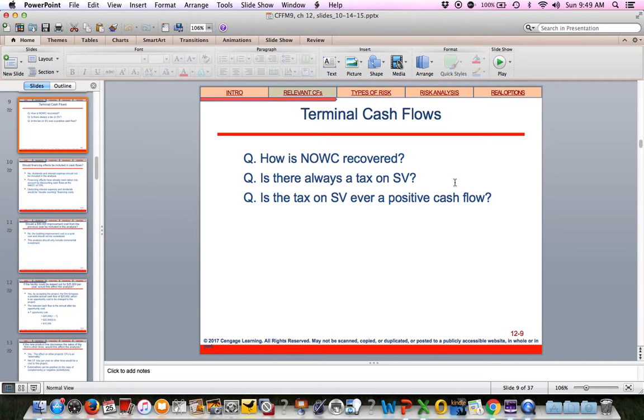Is there always a tax on salvage value? Only if it's a capital gain, right? And in this example, we fully depreciated the asset, so the book value was 0. So it's always the cash received minus the book value that determines that. We could take a loss, so the tax could be a positive if we did take a loss. So if we sold this at a capital loss, there'd be a positive tax. That'd be a cash inflow.